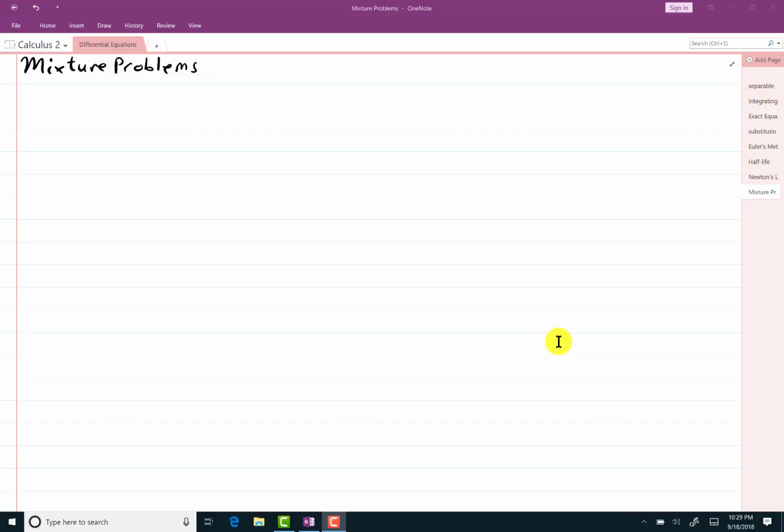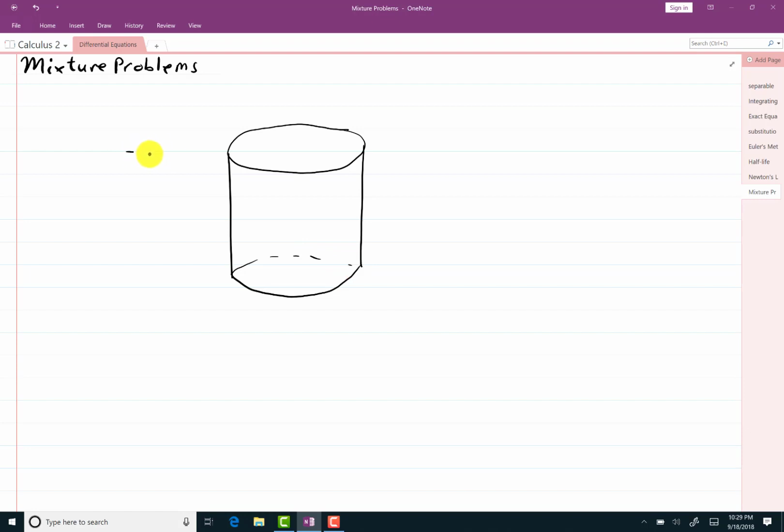All right, in this final section, we're going to look at mixture problems. These are basically you're going to have a tank of some sort. It'll usually have a liquid in it, maybe water, maybe a salt mixture, something of that nature. And what you'll have is a pipe that flows in, and a pipe that flows out.